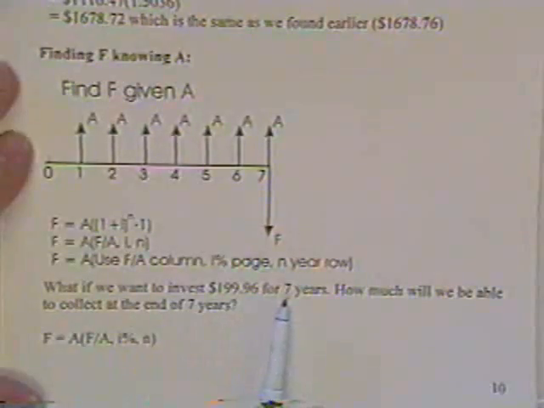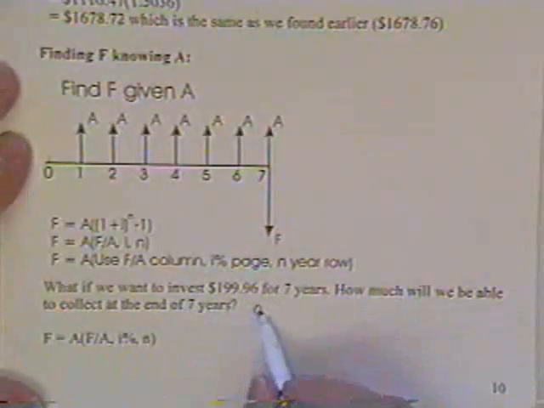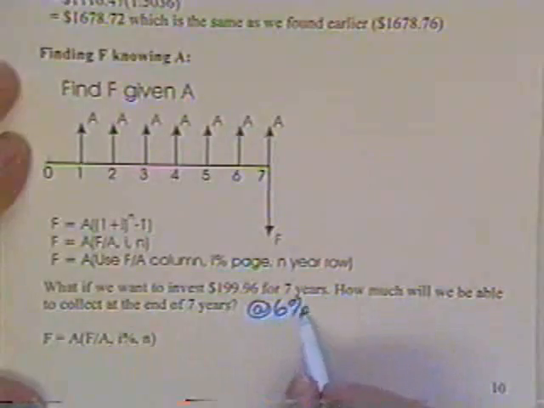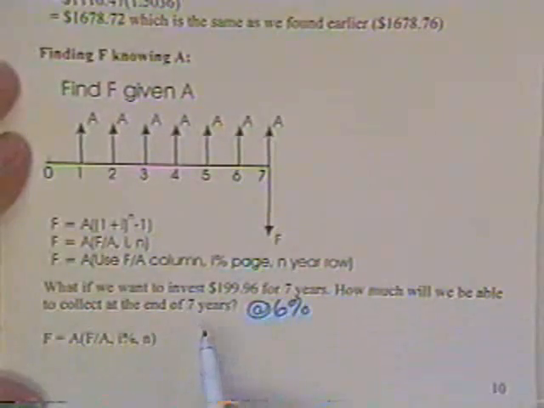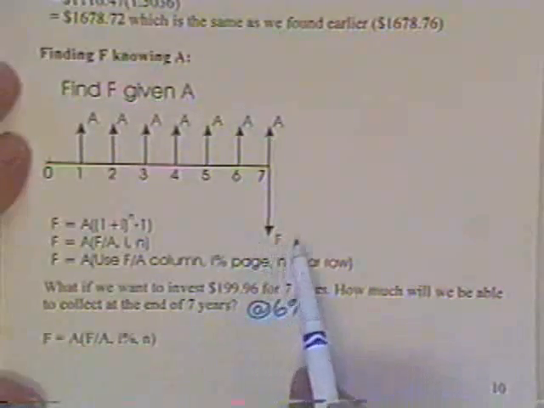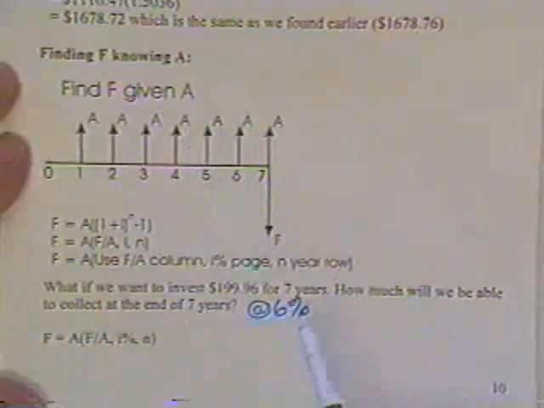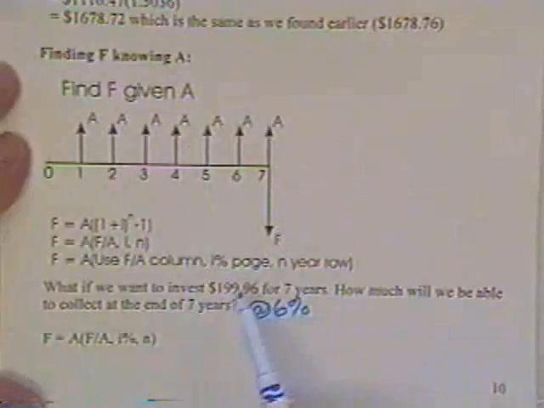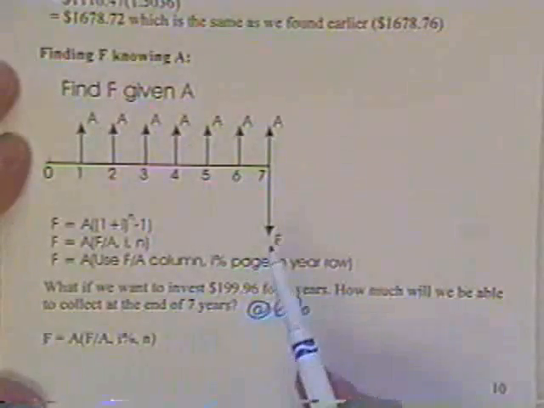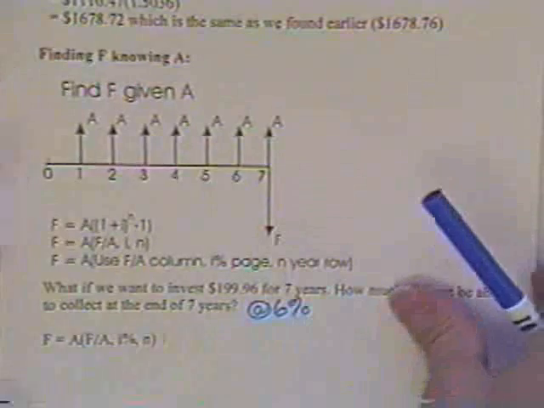So what if we want to invest $199.96 for 7 years at 6%? How much will we be able to collect at the end of 7 years? Well, we know what the answer ought to be, because we just turned this number into an annuity, and we found it was $199.96. So what we ought to get is the same number we stuck in here a minute ago.